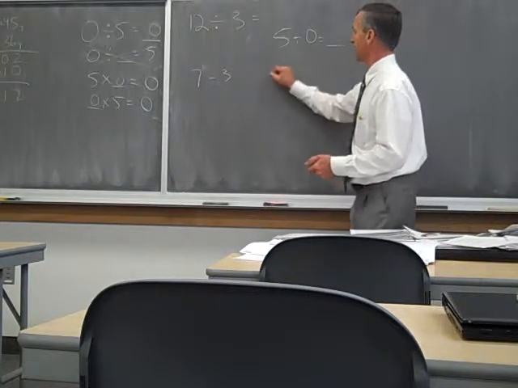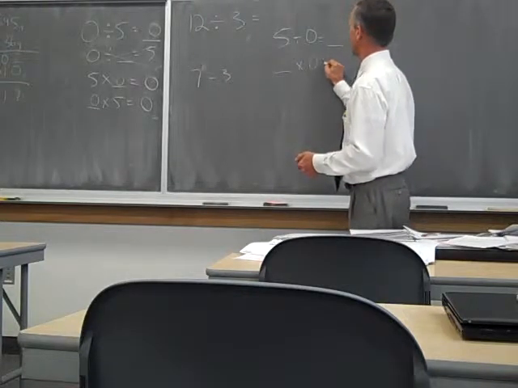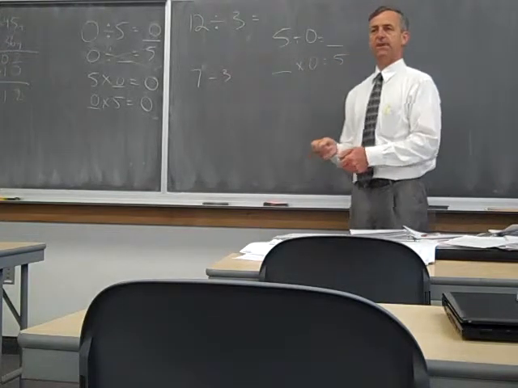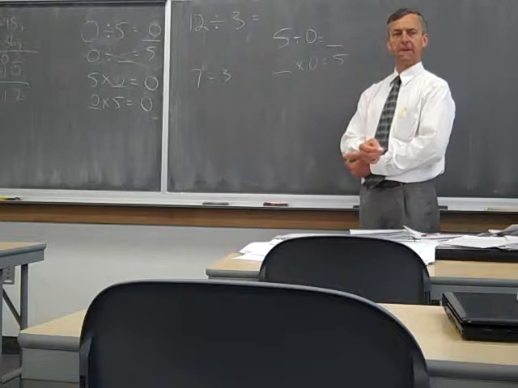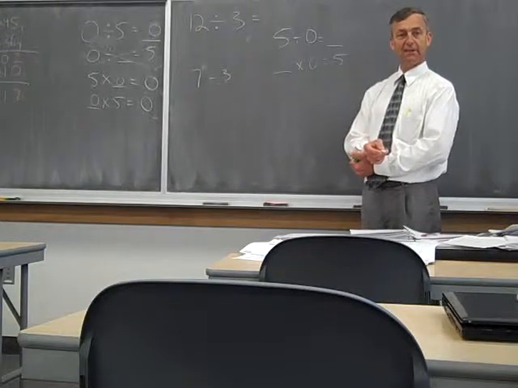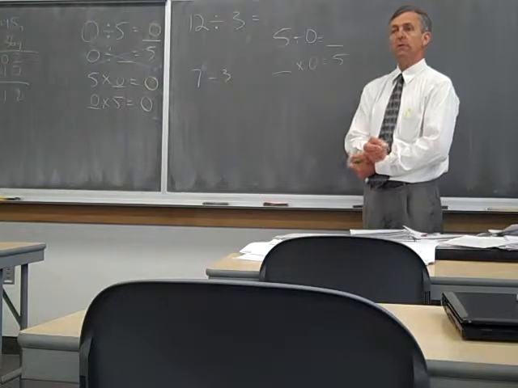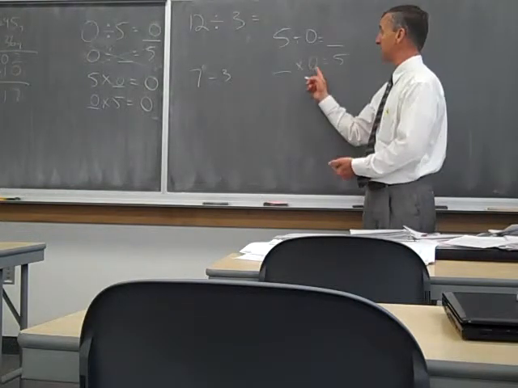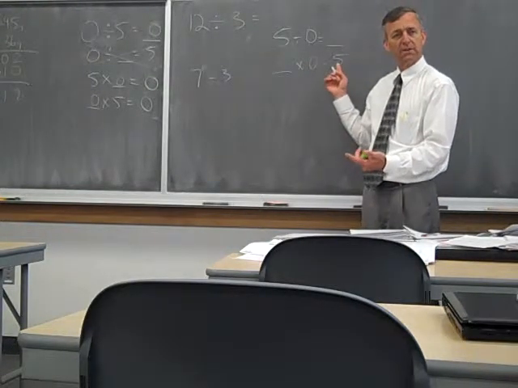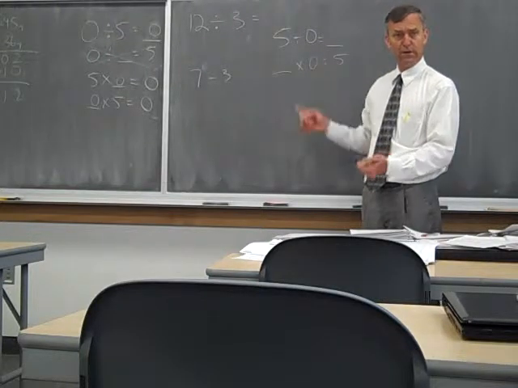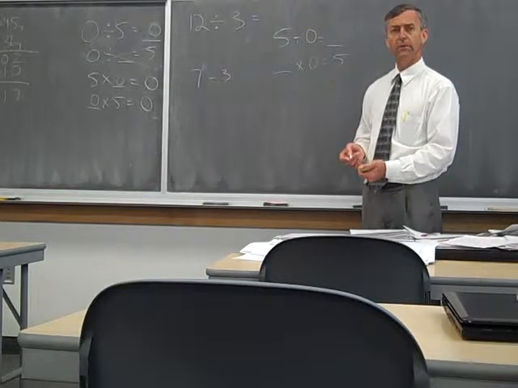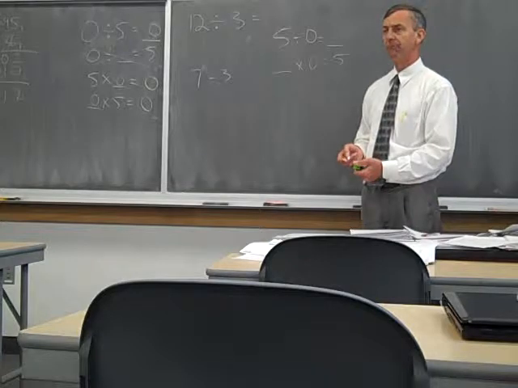Blank times 0 equals 5. Let's figure this one out. What number could I multiply by 0 and get 5? There's no such number, right? If you multiply by 0, you get 0. There's a third way to show that this is an undefined problem. Does that make sense?